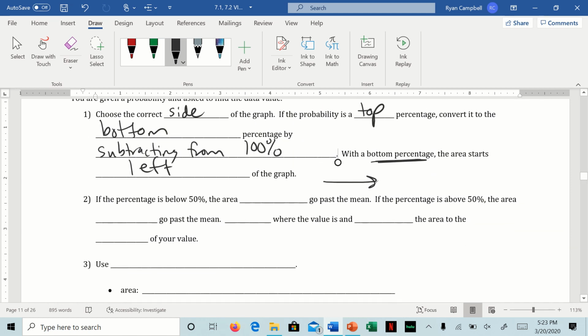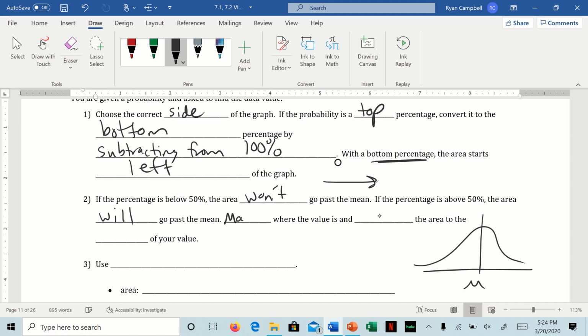All right. Part two, if the percentage is below 50%, so if we got our mean and it's below 50%, which side should this end up being on the mean? Should it be to the right side? Well, if you're coming from the left, no, that's more than 50%, right? If you're coming from the left and go up to the mean, that's 50%. So if it's less than 50%, then the area won't go past the mean. If it's above 50%, you go up to the mean, then it will go past it.